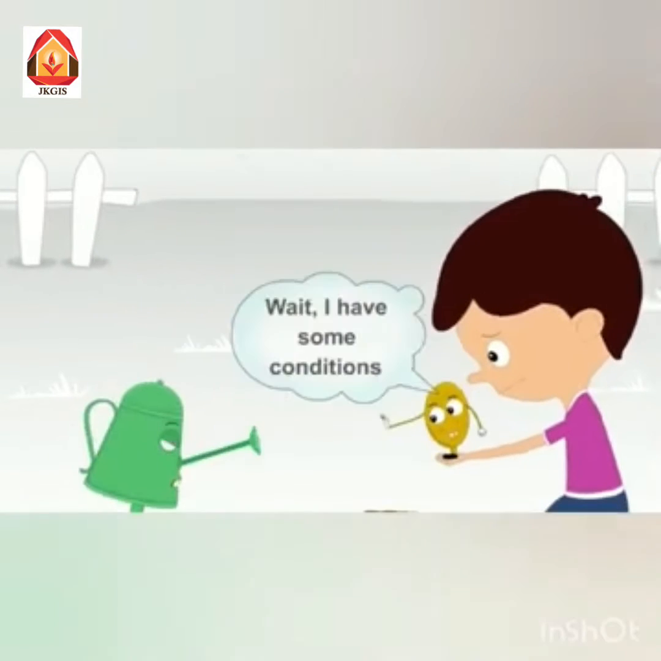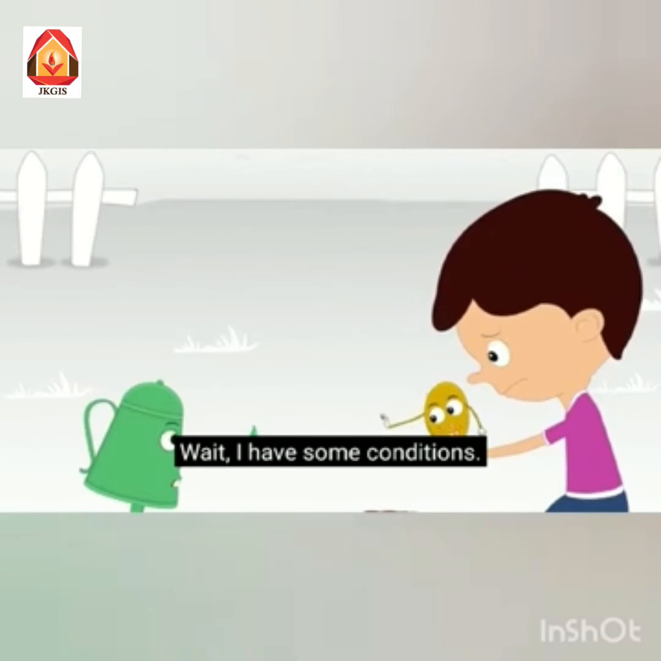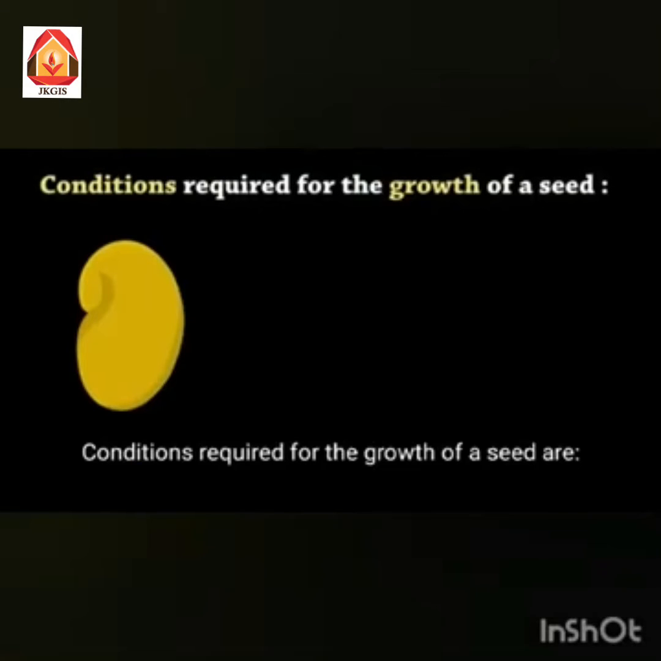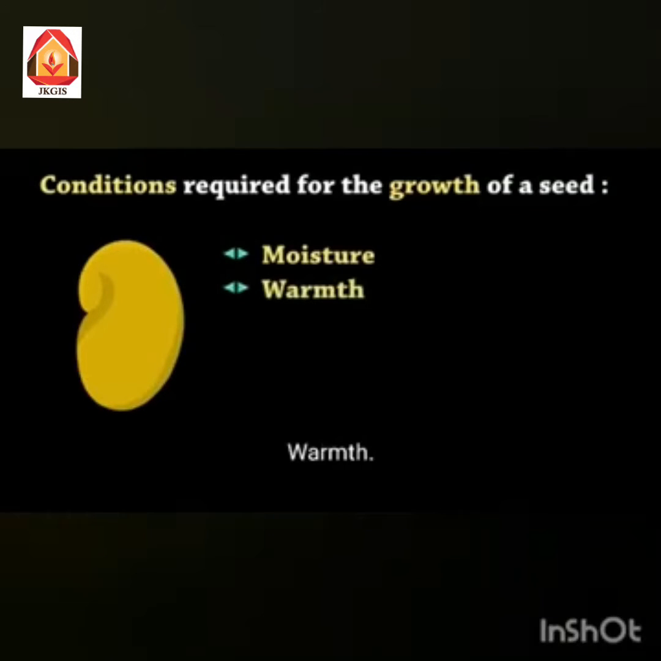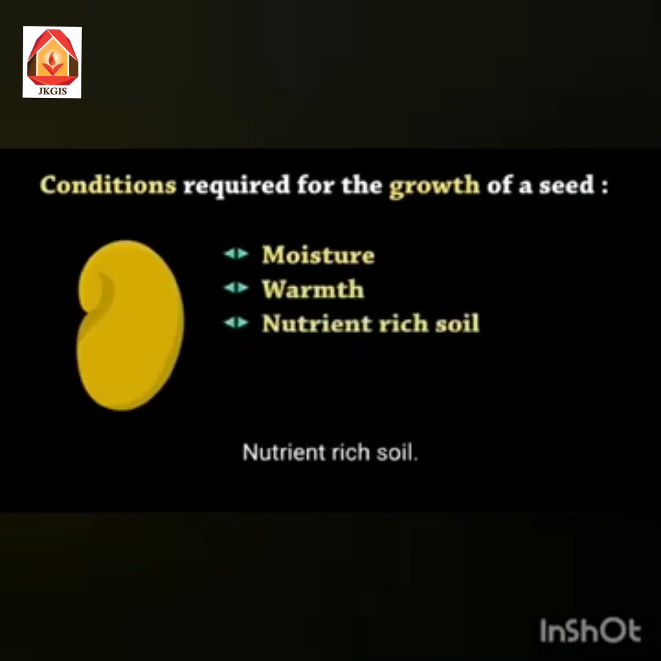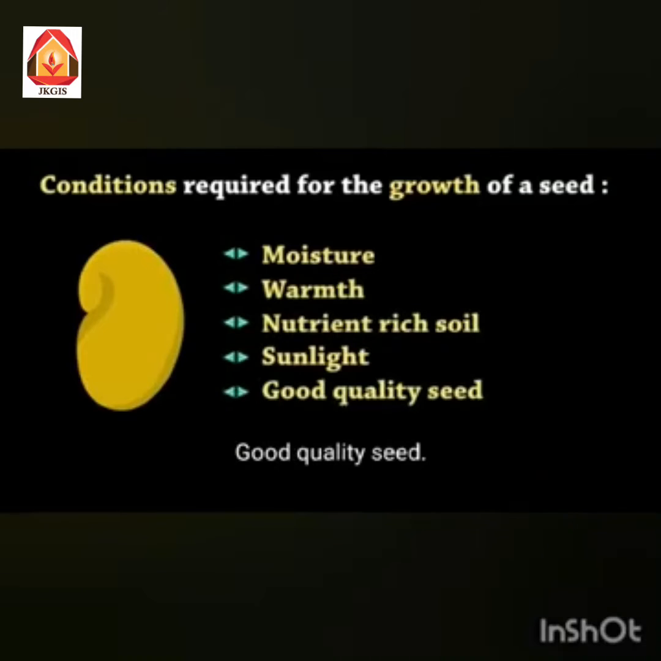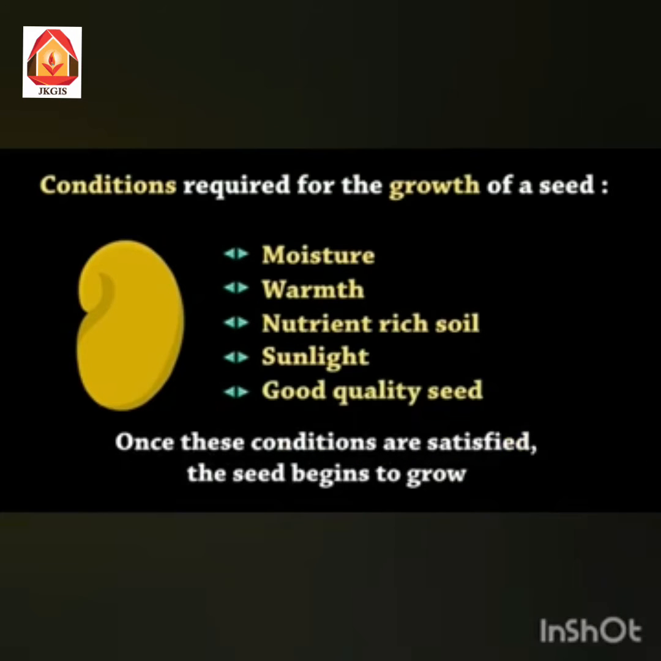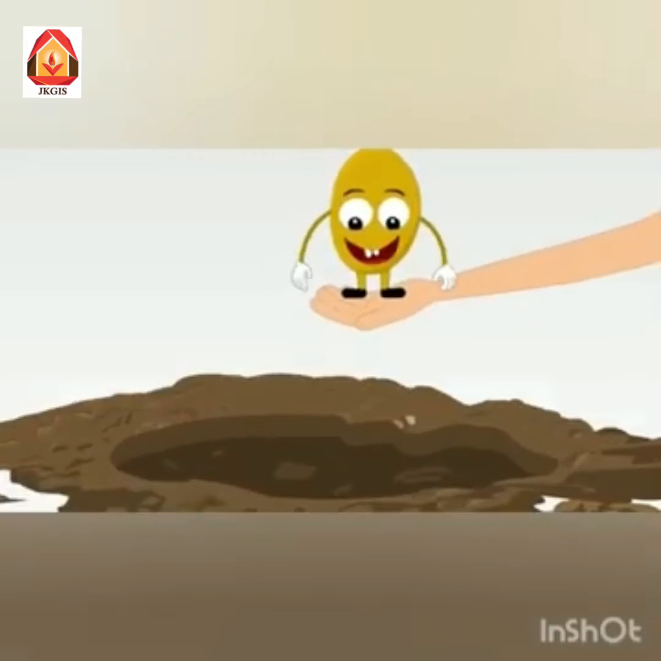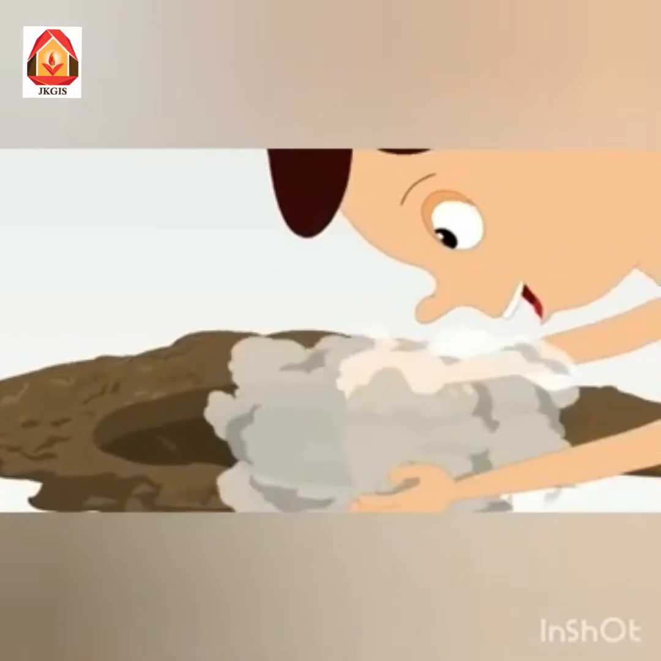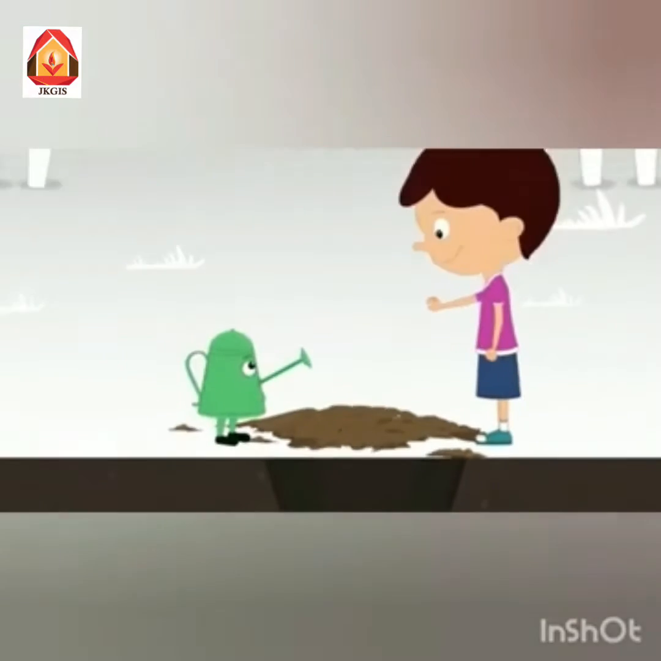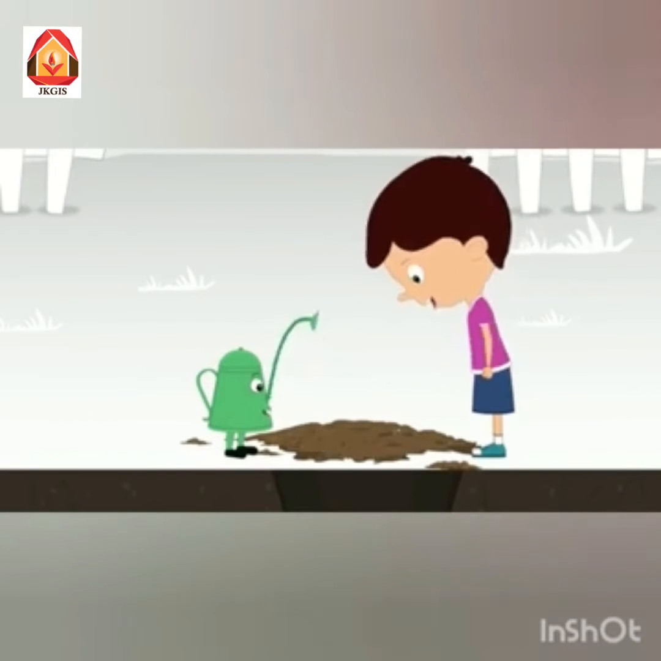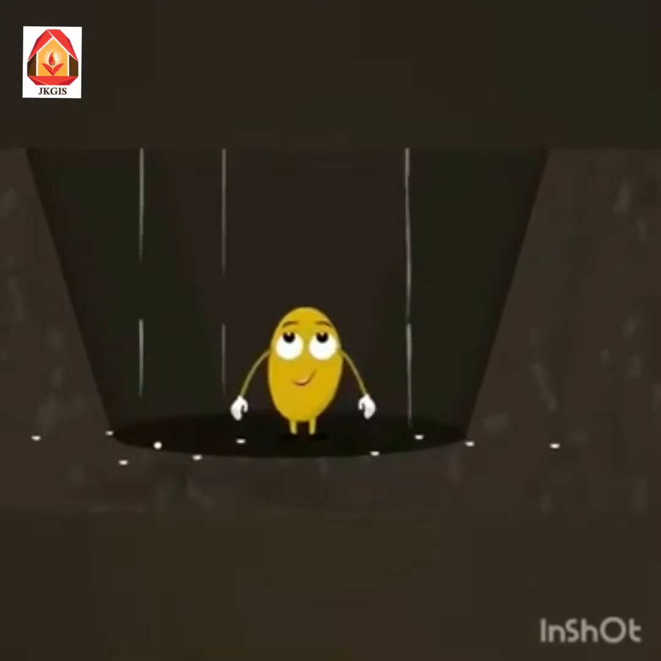Now let's sow the seed. But wait, seeds have certain conditions. Now let's see what are the conditions for a seed to grow. It needs moisture, warmth, nutrient rich soil, sunlight and good quality of seed. By fulfilling these conditions, a small seed grows. Now, let's put it inside the soil and cover it. Pour some water and now see the process.